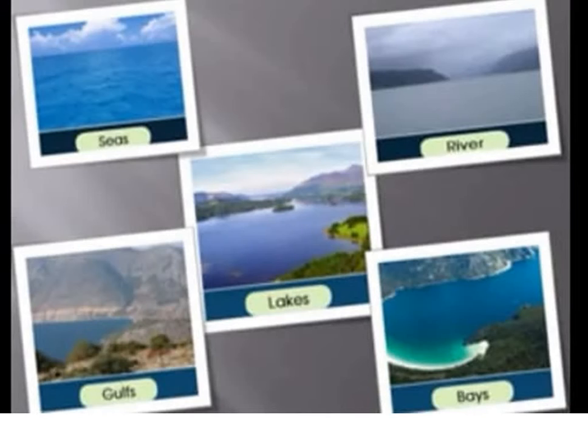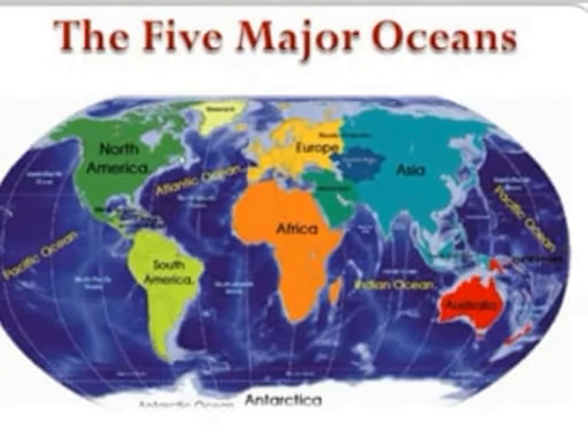Do you know, children, how many oceans are there? Yes, there are 5 major oceans. In your textbook they have given only 4. Actually 5 major oceans are there. What are those? One by one I will tell, children. The Pacific Ocean, the Atlantic Ocean, the Indian Ocean, the Antarctic Ocean and the Arctic Ocean.